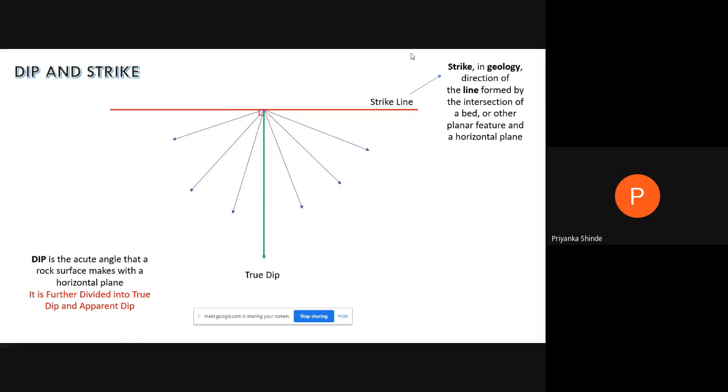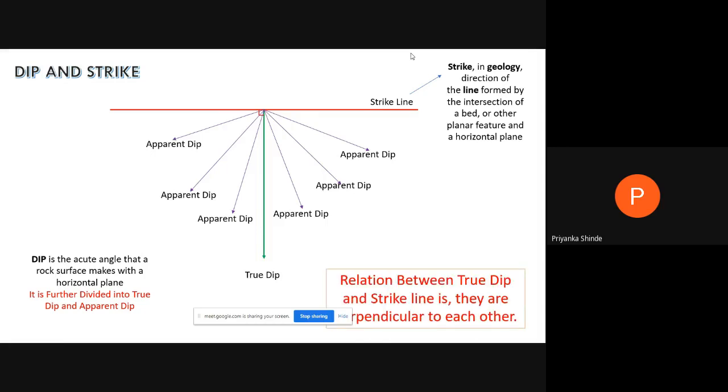So, dip and strike. True dip is always 90 degrees; you have to remember, 90 degrees to the strike line. All these others are apparent dips, and the direction 90 degrees to the strike is called the true dip direction. The relation between the true dip and strike line is that they are always perpendicular to each other. This is very, very important. That means it is 90 degrees. True dip is 90 degrees to the strike line.